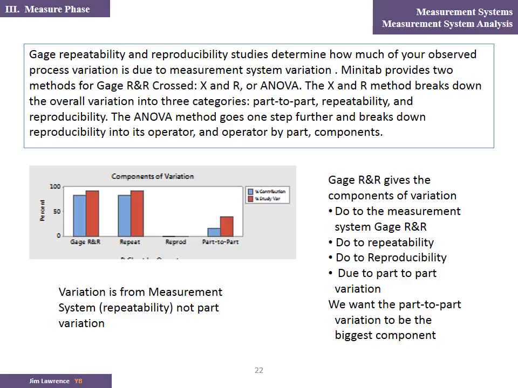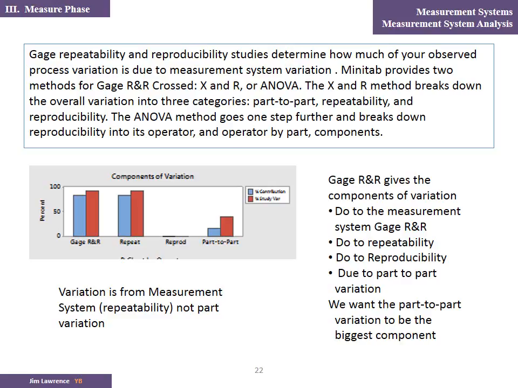Statistical software packages such as Minitab typically provide two methods for gauge R&R: an analysis of variance and the X-bar and R methods. They break down the variation into three categories: part to part, repeatability, and reproducibility. And then the analysis of variance method goes a step further and breaks down reproducibility into its operator and operator-by-part components. So gauge R&R gives the components of variation due to the measurement system itself, the gauge R&R, due to repeatability or due to reproducibility, or due to the part-to-part variation.